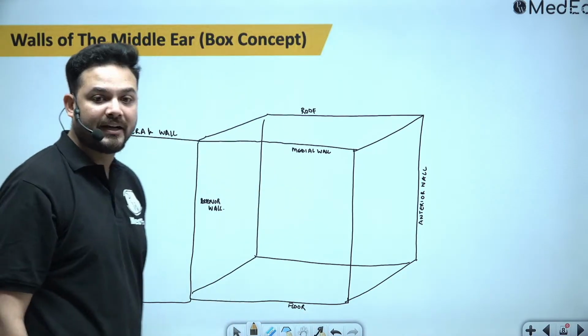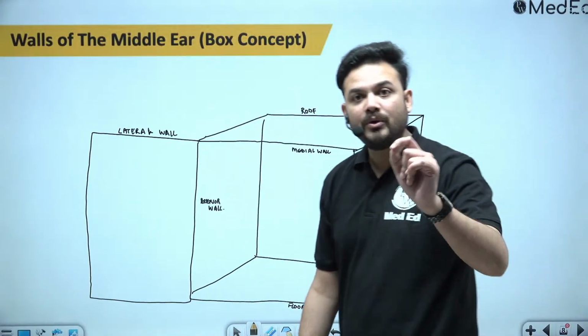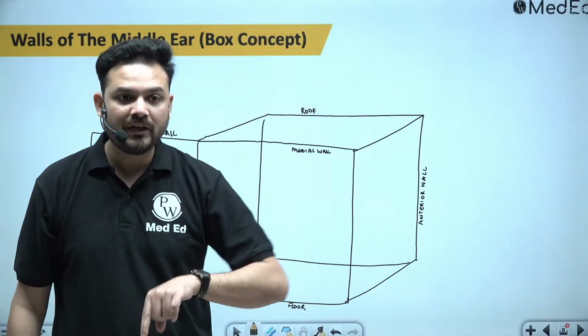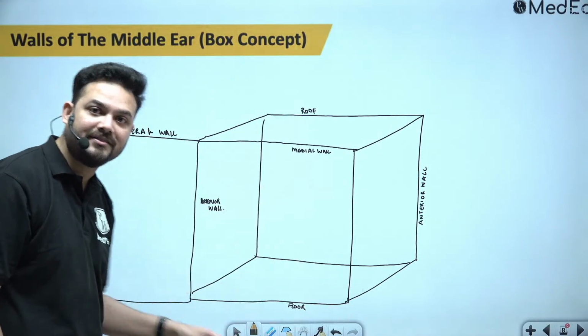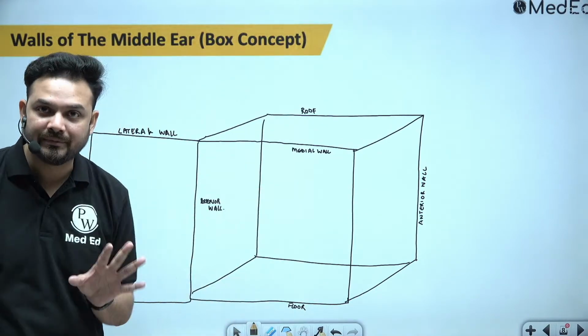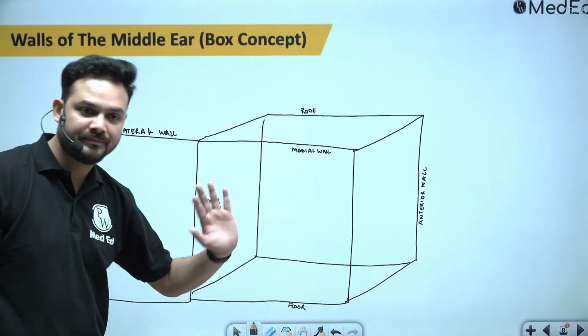Okay. So this becomes 6 walls. Right? Now, we are going to go into each and every wall separately, and see which wall has what structures present inside it, because this is very important. Let's start from the roof. First, let's finish the roof and floor.